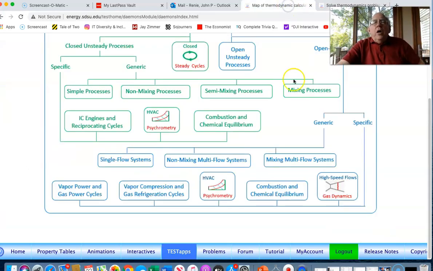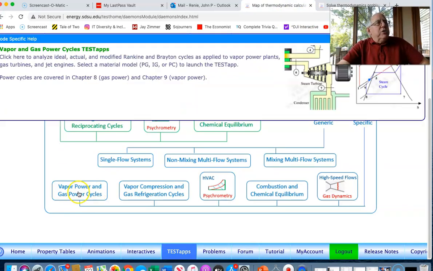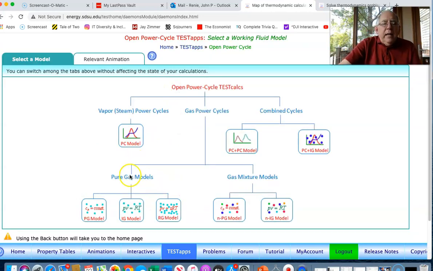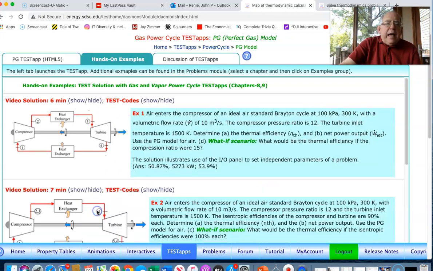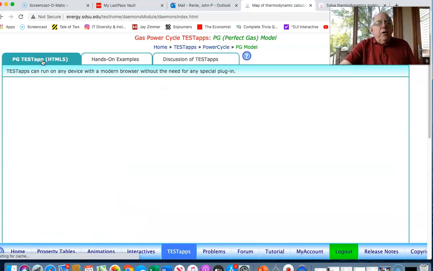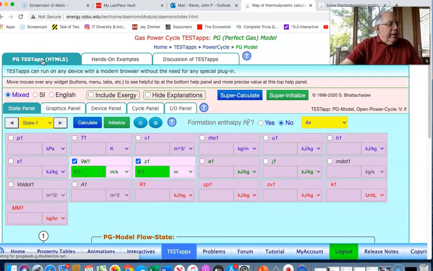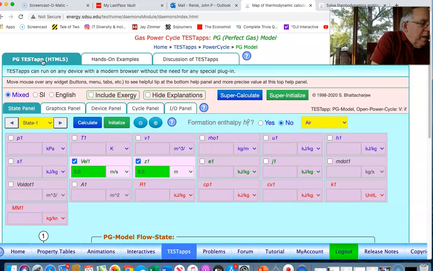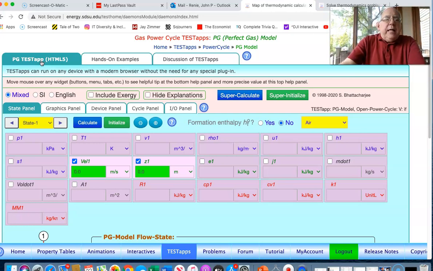So we go into our test apps. This is a gas power cycle, a flowing system, and so we select that. Air is our working fluid. We're going to assume it's a perfect gas, and we'll then go to our test app. In this particular problem, we don't have to concern ourselves with any exergy because they didn't ask us for anything, so we don't have to set up a dead state.